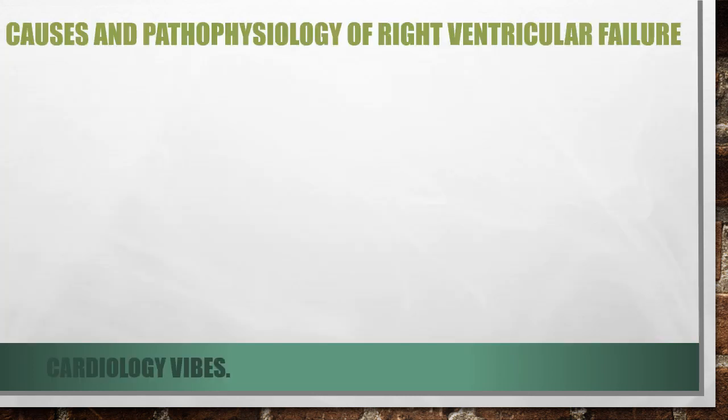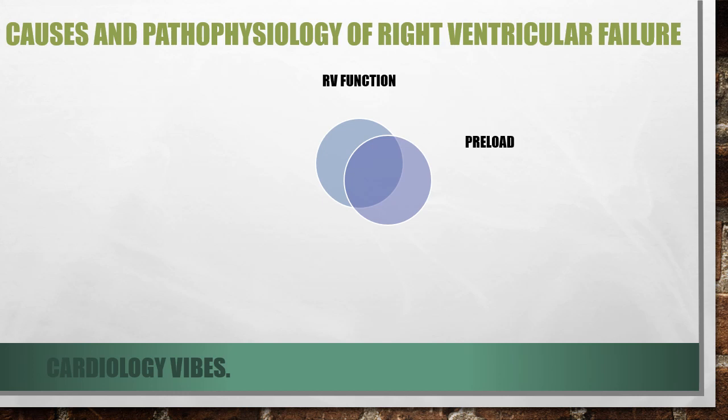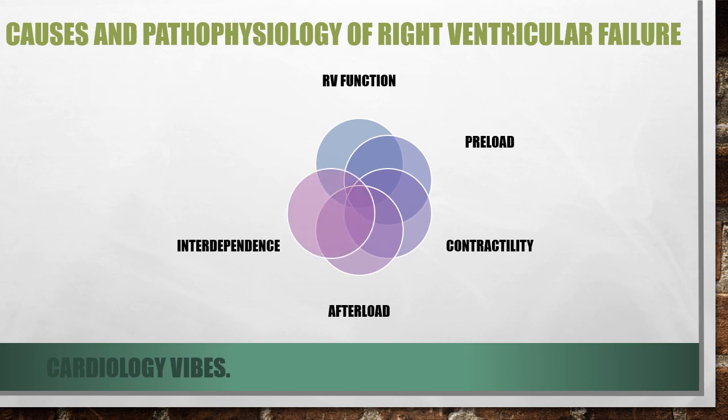Now let's switch gears and move to causes and pathophysiology of right ventricular failure. When we talk about right ventricular function, it depends upon the preload, that is the venous return, the contractility of the right ventricle, the afterload, that is the pulmonary vascular resistance, the interdependence that we already talked about, and the heart rhythm. So any pathology occurring in these 5 entities can lead to right ventricular failure.